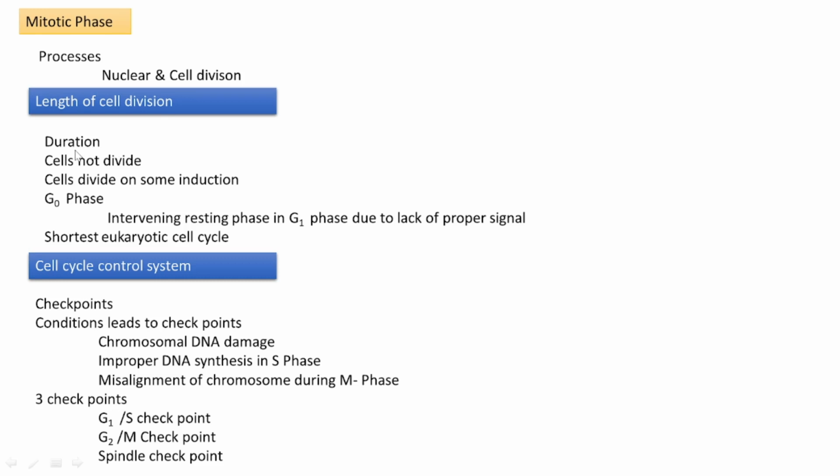For example, fast dividing cells like stem cells of blood cells, and our skin cells, all those have a very short cell cycle because the requirement is more. And in our body, there are certain cells that are not dividing at all. Examples are nerve cells and muscle cells.